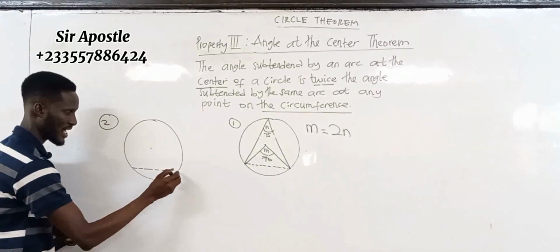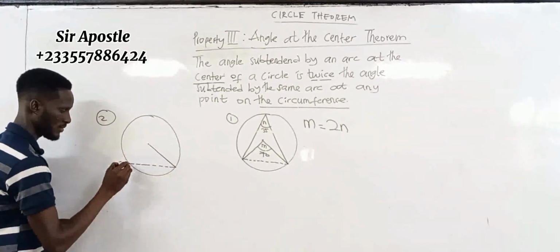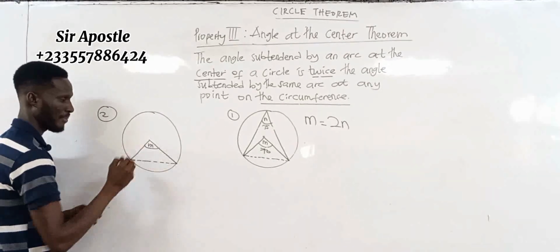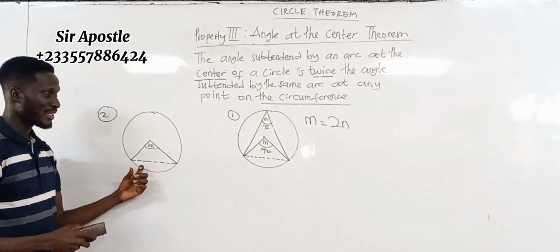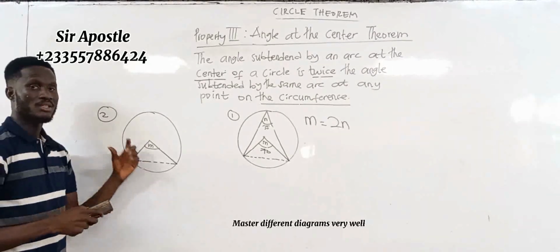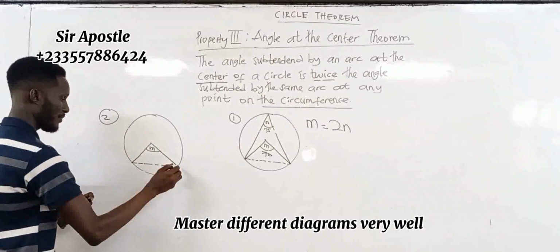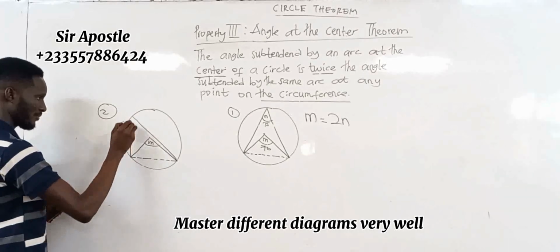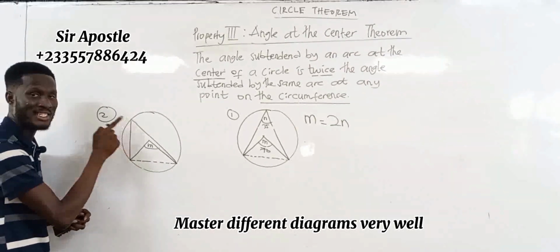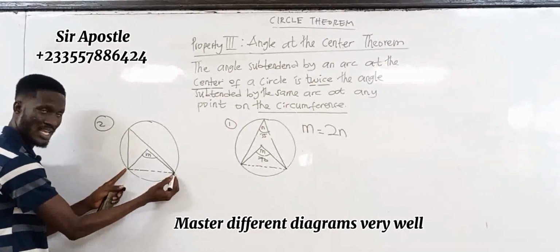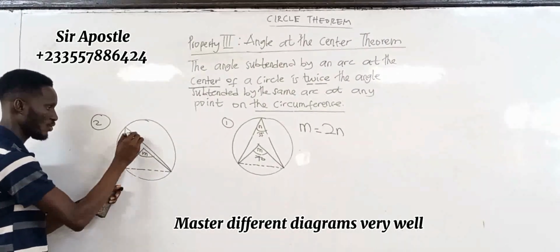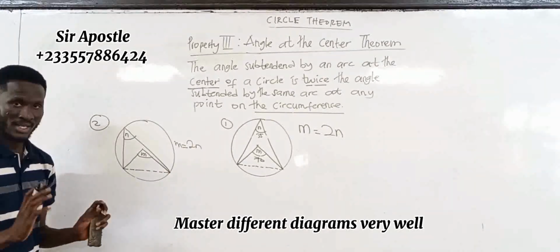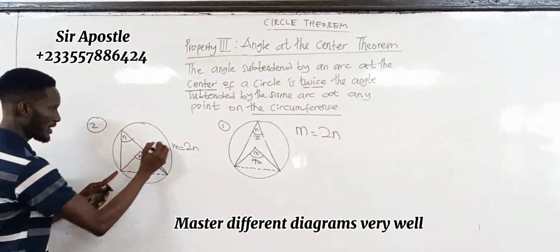First, the chord forms an angle at the center of a circle. So let's say here is M. Now I want this angle to form at the circumference of a circle, so I can move it here. Now let this one come here, then this one meets here. It is forming an angle at the circumference of a circle from the same chord. So here will be N, which means that the M is the same as 2 times what? N. The same thing.